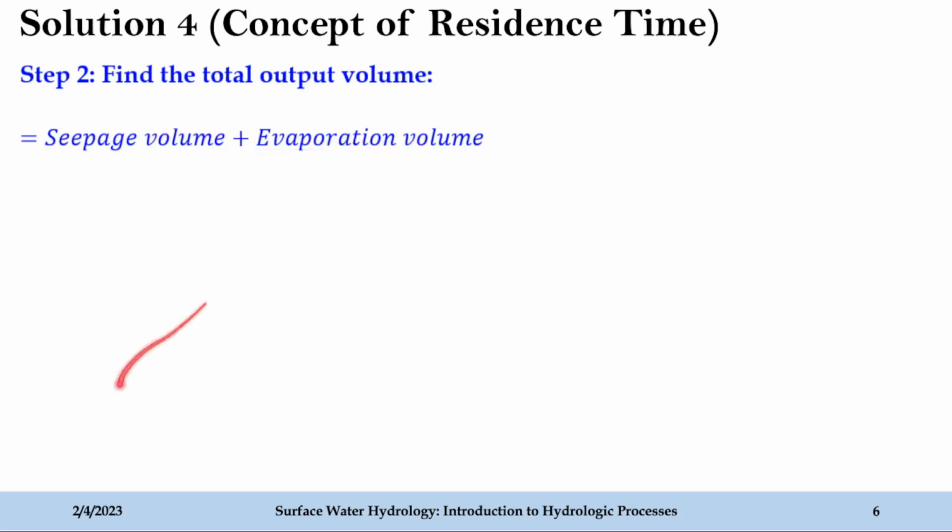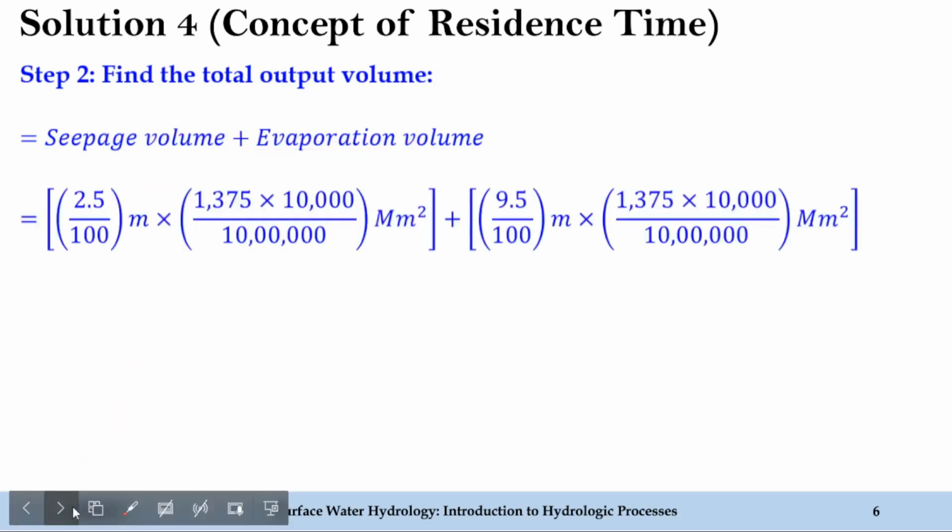Now let's try to quantify these two processes. Seepage depth was provided to us in centimeter, which has been converted into meter as this, and it has been subsequently multiplied with the area of reservoir. Likewise, the evaporation depth was also given to us in centimeter, which has been converted into meter as this, and it has been multiplied with the area of reservoir. So why are we multiplying it with the area of reservoir? Because we wanted to find the seepage volume and evaporation volume, and the volume SI unit is meter cube, right? We were provided with seepage depth and evaporation depth in the problem, but we are also provided with the area of reservoir.